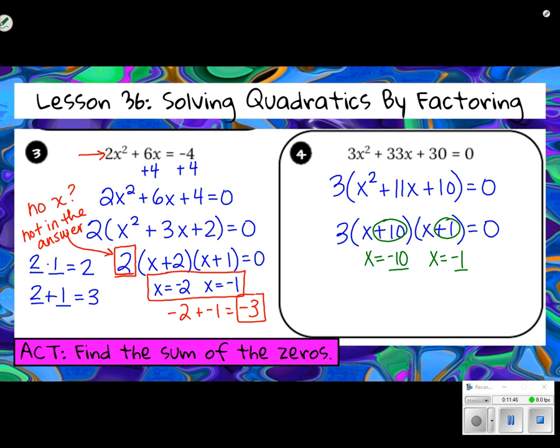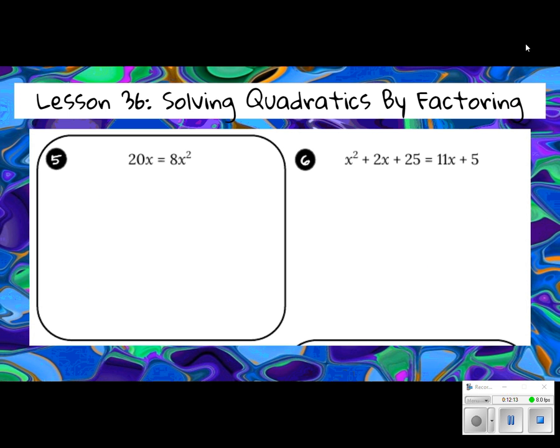Now, let's look at that sum. Let's pretend it's the ACT. What's the sum of my zeros? Negative 10 plus negative 1, negative 11. That's the sum of my zeros. But really, unless you're asked the sum or the difference, they would have to spell that out for you. Really, x equals negative 10 and x equals negative 1. Those are your zeros. That's your real final answer.